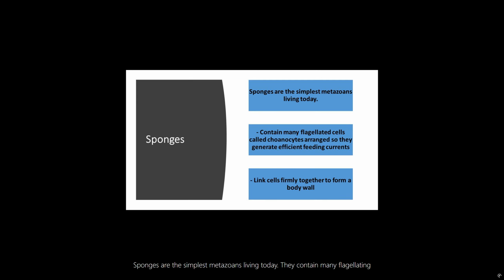Sponges are the simplest metazoans living today. They contain many flagellated cells called choanocytes, arranged so they generate efficient feeding currents. The cells are linked firmly together to form a body wall with no symmetry. You can completely disaggregate a sponge into individual cells, and multiple new sponges will grow because they are built on a cellular level.